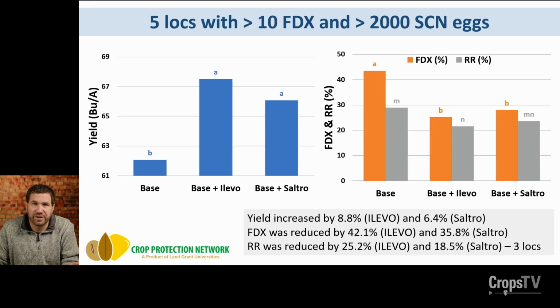Now, if you add FDX back in, out of these locations, 5 of them had FDX greater than 10 and also greater than 2,000 eggs. And you can see the yield responses go back up to almost 9% for Levo and 6.5% for Saltro. FDX is being reduced again, in that 35 to mid 40s range. And then root rot is also being reduced. And this is only at 3 locations. But again, the data makes a little bit more sense when SDS is added back in, but when it's not, sort of what's going on. And so something to keep an eye on, for future research.